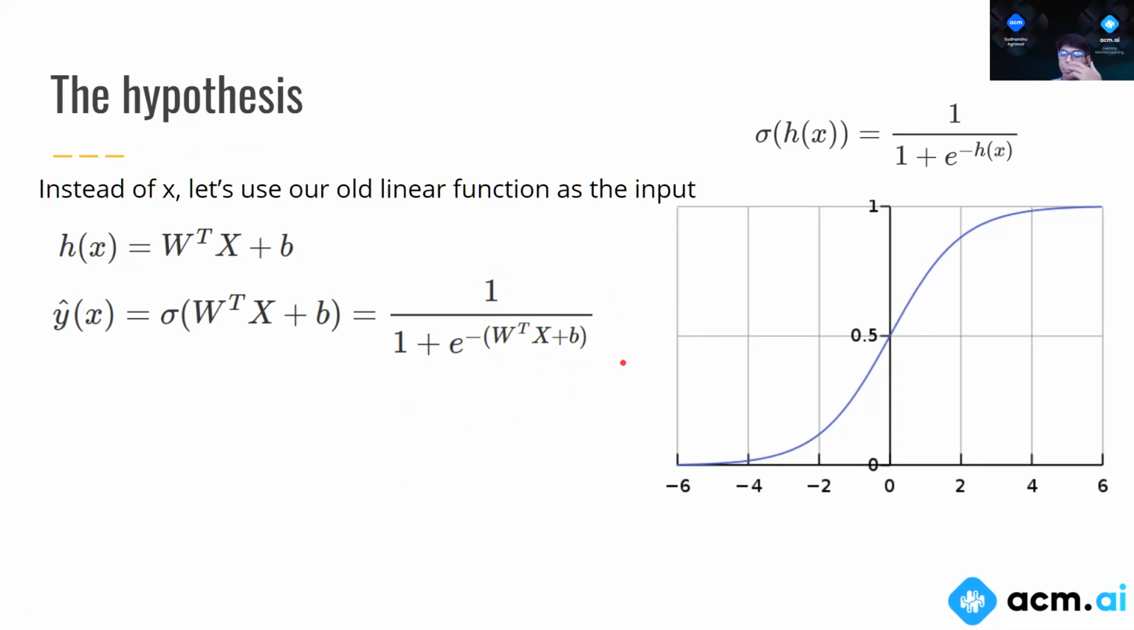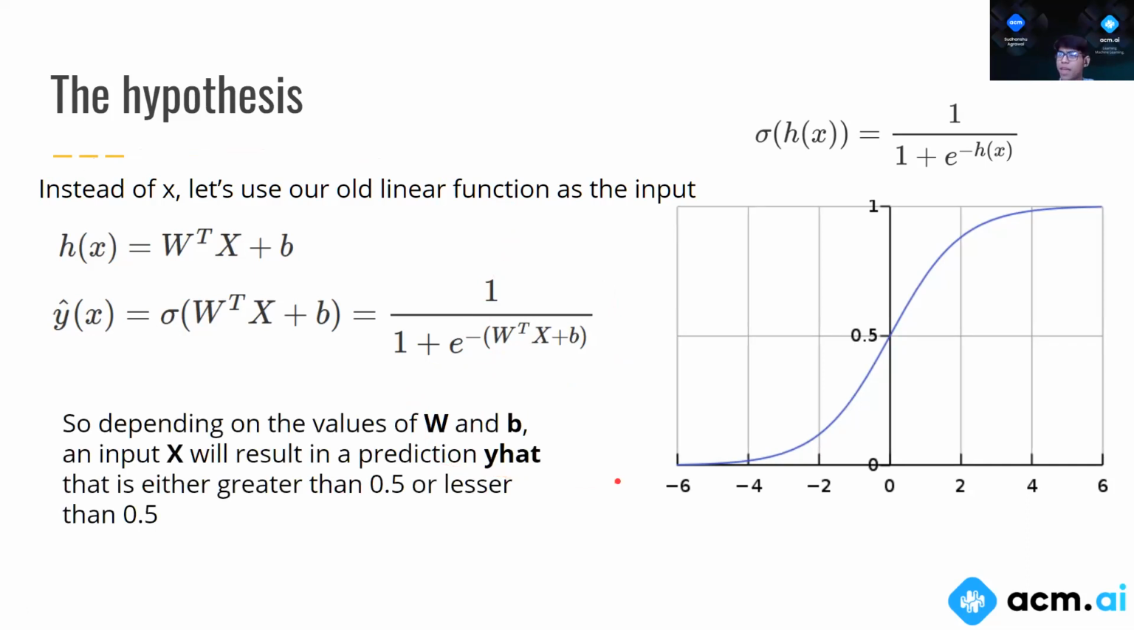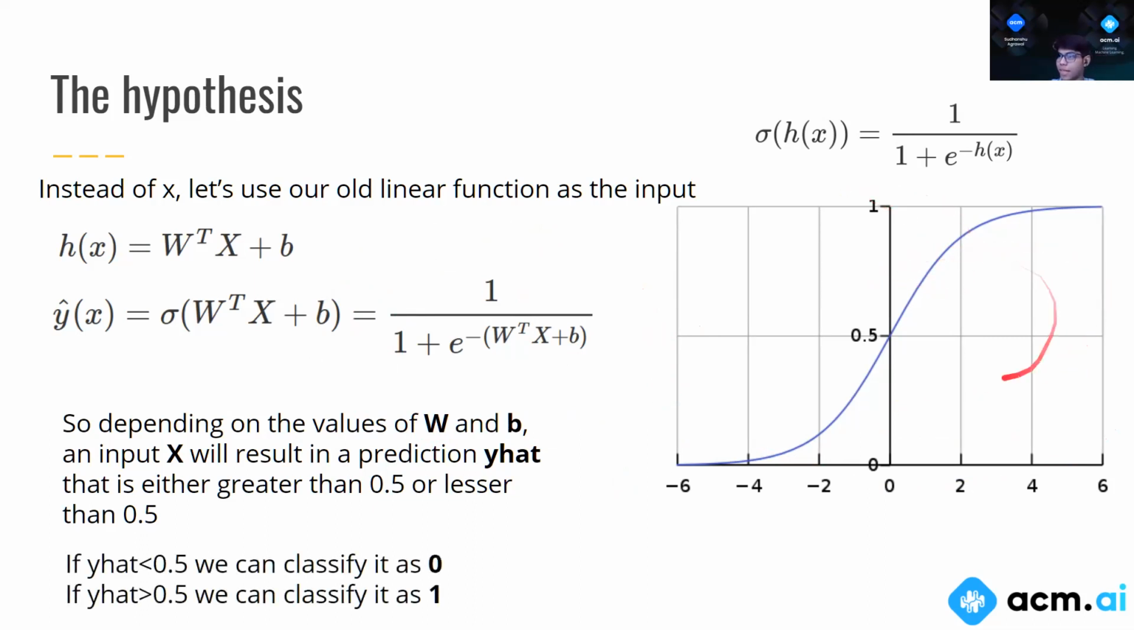The way we can state formally what we're doing here is the following. Depending on what w and b are, we get a different function. So x, when passed through this function, predicts a value that's either greater than 0.5 or lesser than 0.5. I know we keep reiterating this, but this is the crux of logistic regression. If it's greater than 0.5, we classify it as 1. If it's lesser than 0.5, we classify it as 0.